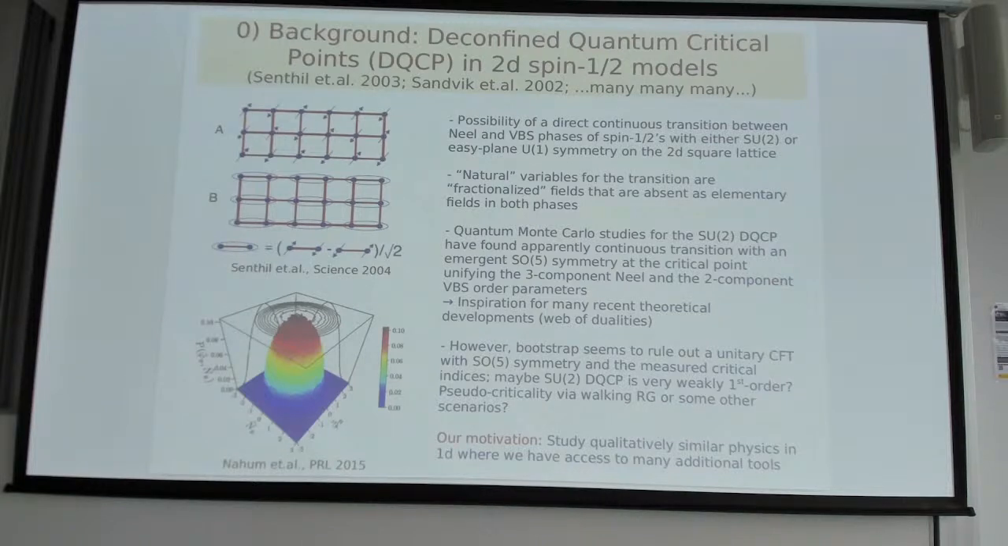So our motivation is to see if one can realize some similar physics in one dimension, where we have access to more tools, like bosonization, which will appear, and numerics is easy in one dimension, and so on.